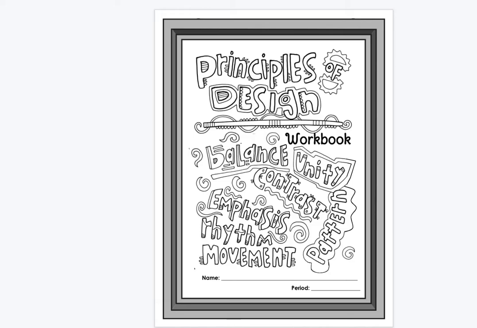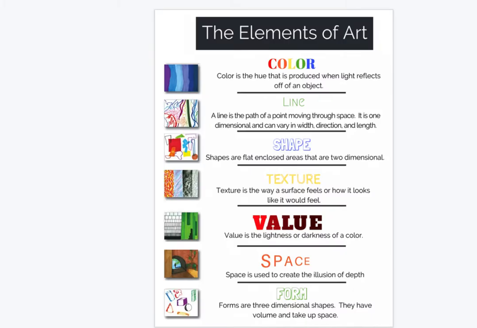Excellent. All right, so the first thing we're going to do is go over real quick the elements of art. Elements of art is something that we're going to be going over in 6th grade, or we will have. And they are the basics of art. So in there we have color, line, shapes, texture, value, space, and form. When we learn all these basic things, we're able to actually put them together in different combinations.